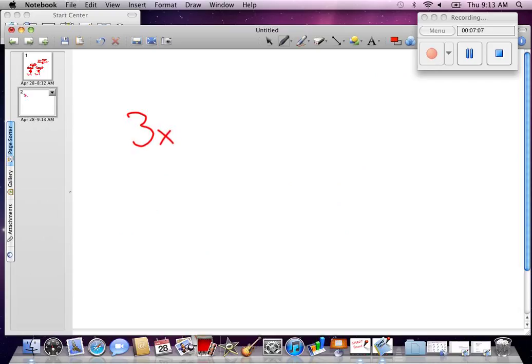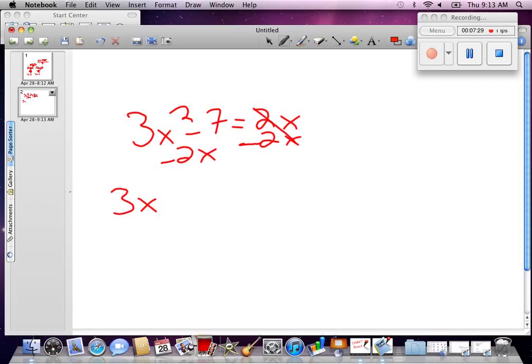We have 3x squared minus 7 equals 2x. To find the discriminant, it must be in what form? What must all of them be in? Standard form. So I have to have a 0 or a y on one side of my equal sign. I'm going to subtract 2x from both sides. These cancel, and I'm left with 3x squared minus 2x minus 7 equals 0.